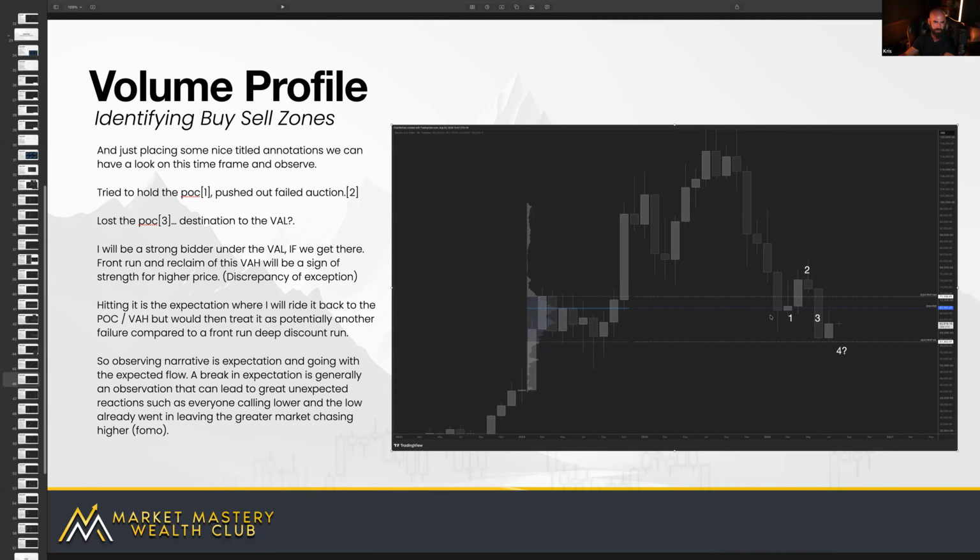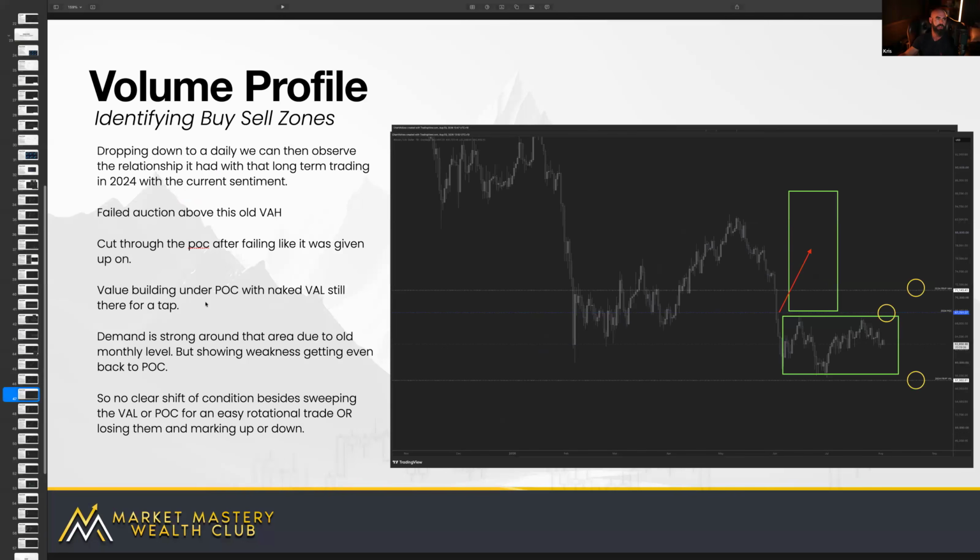It needs some time, and that's what it's putting in at the moment. So dropping down to a daily, we can then observe the relationship it had with the long-term trading in 2024 with the current sentiment. Okay, so failed auction above this old value area high. Let me change the color so we're not conflicting. Failed auction was this one here. It cut through the point of control, straight down through there. So we didn't even get a reaction where it took off from there. So that's straight away saying we should really be going to this point through here.